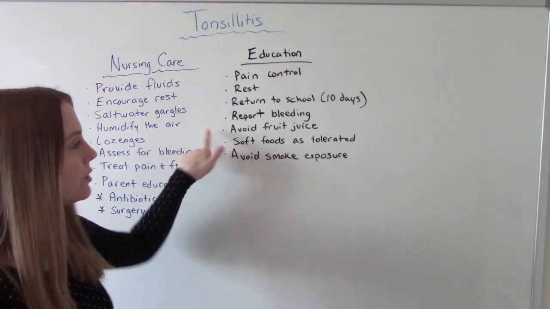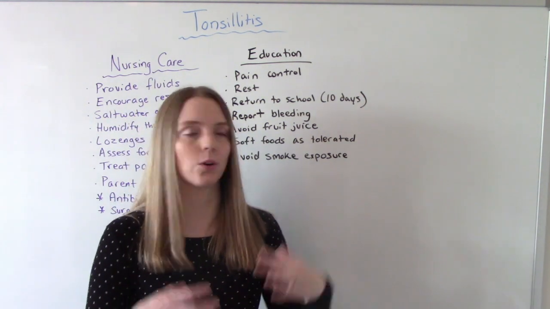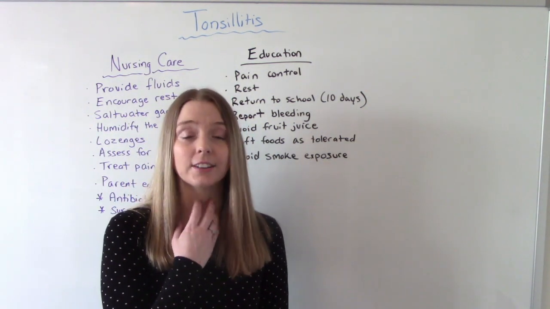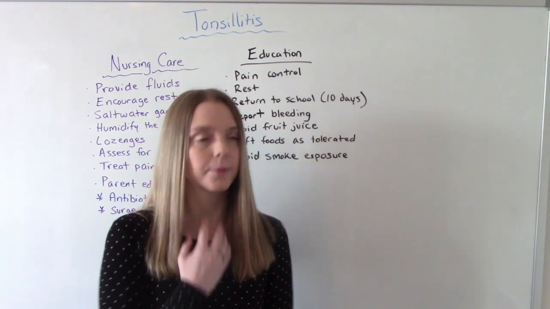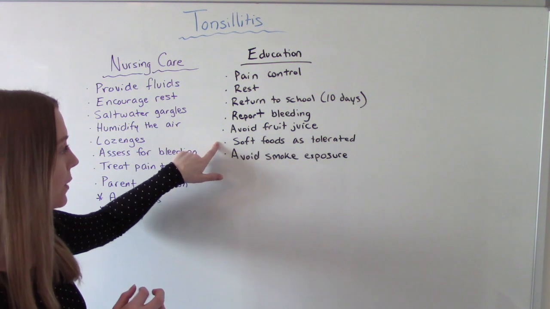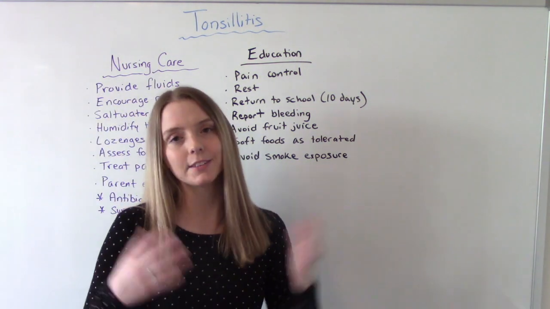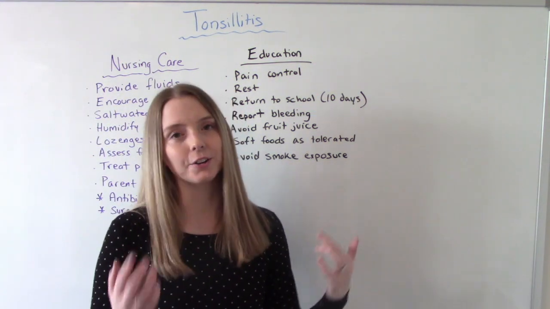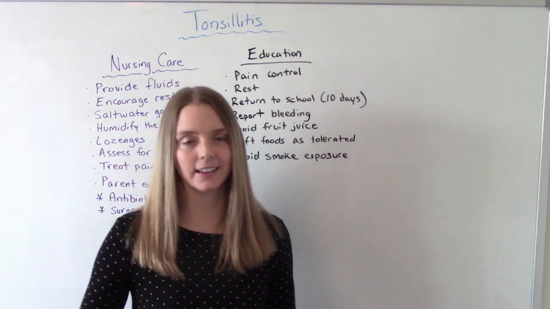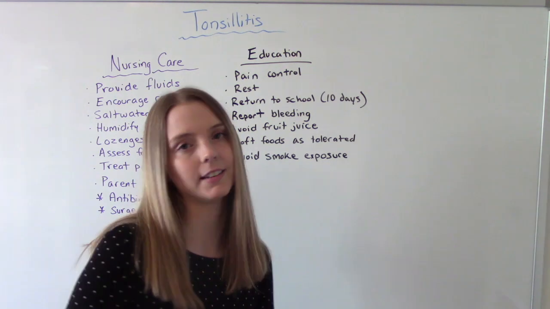Avoiding fruit juice, so like citrus fruits like orange juice or grapefruit juice, that kind of stuff, that's going to burn. That's going to hurt a lot if they try to drink that. We can offer them soft foods as tolerated, so things like popsicles, mashed potatoes, jello, that kind of stuff. Avoid smoke exposure, so like secondhand smoke, so keeping them away from that kind of stuff.